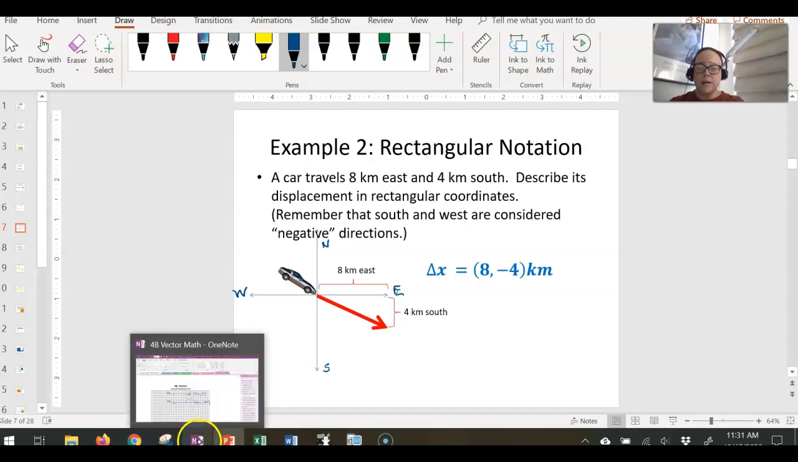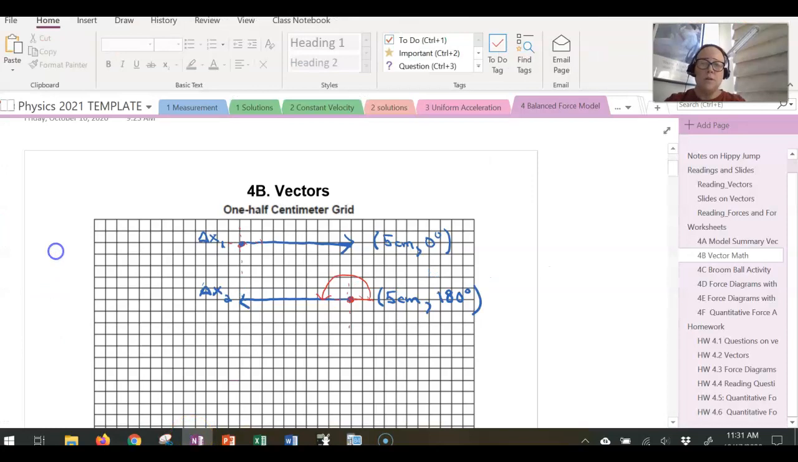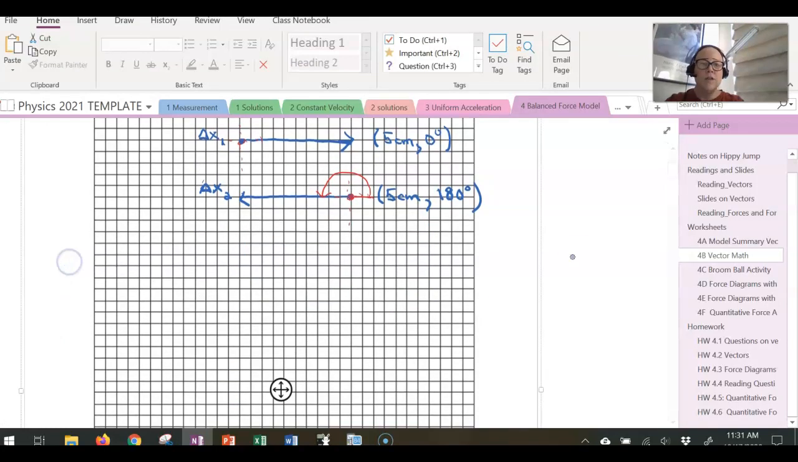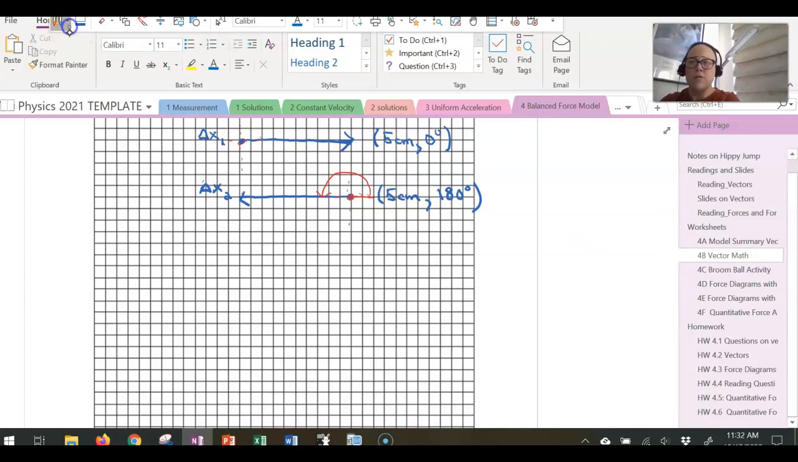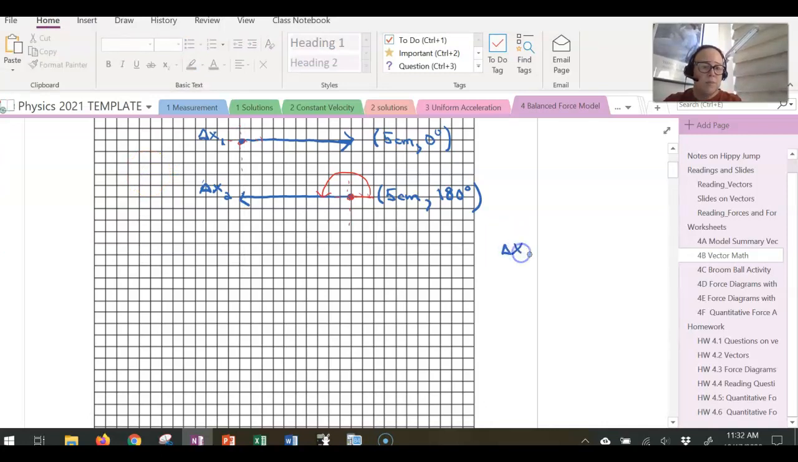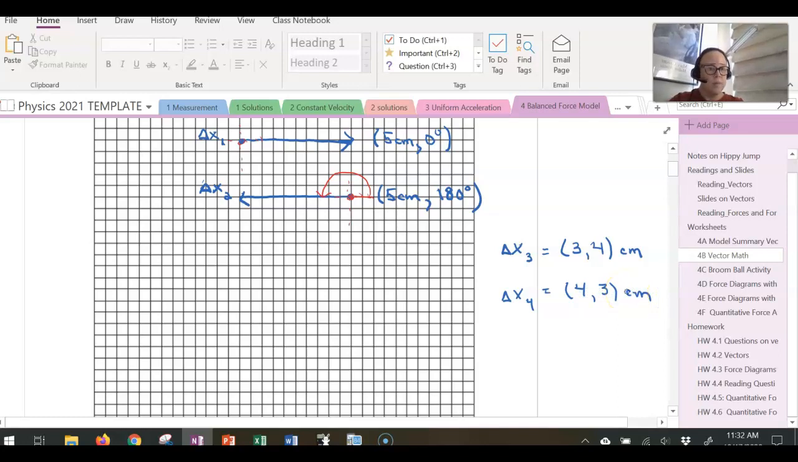Okay, so let's go back and draw a couple of vectors and just compare the differences between them. So let's see. Let me say that there is a displacement vector that is (3, 4) centimeters. And maybe I have another displacement vector which is (4, 3) centimeters. Let's draw them and see if they're the same vector or different.